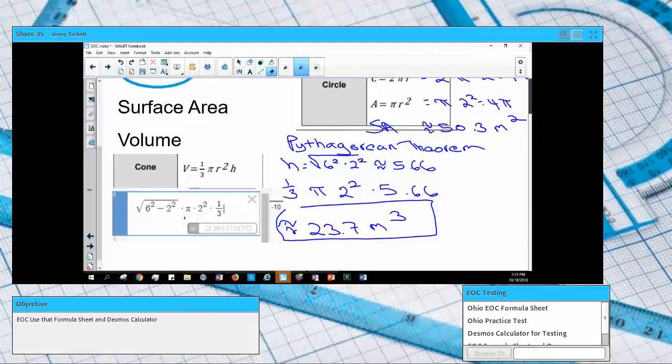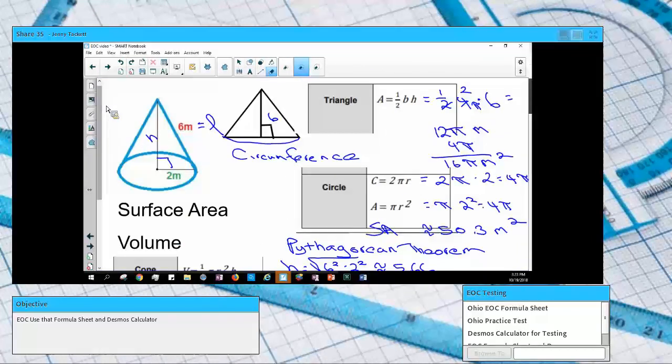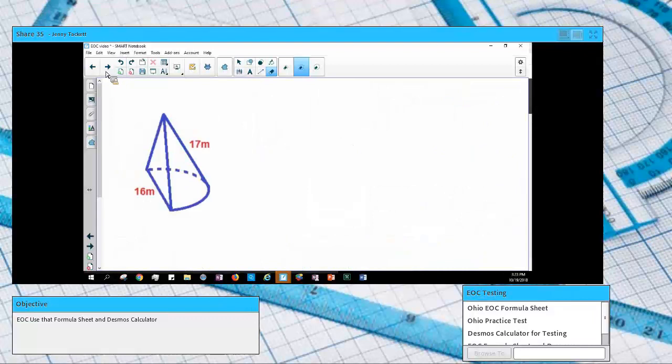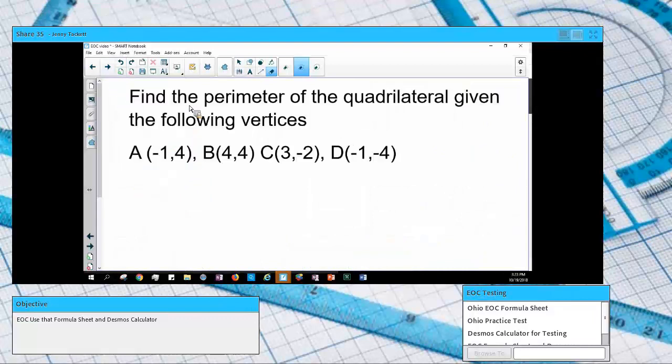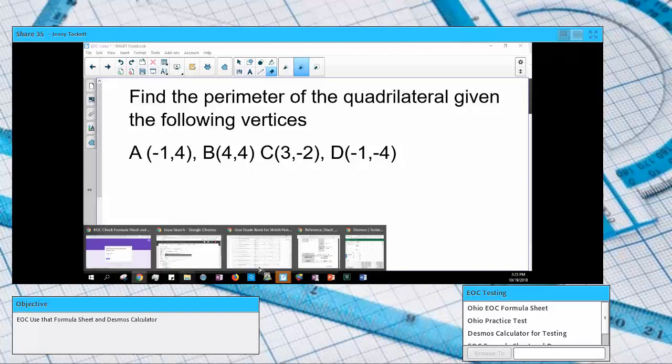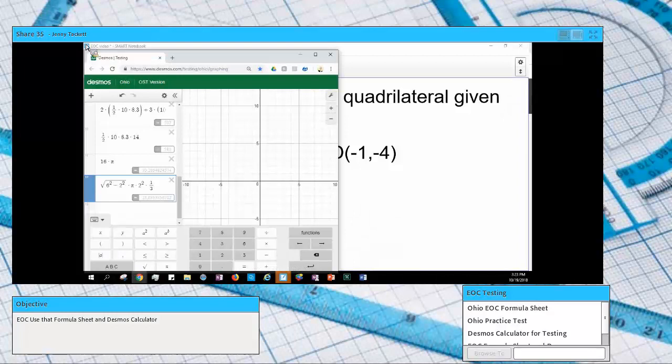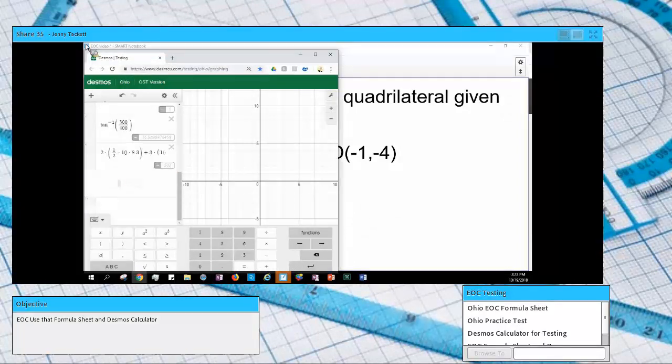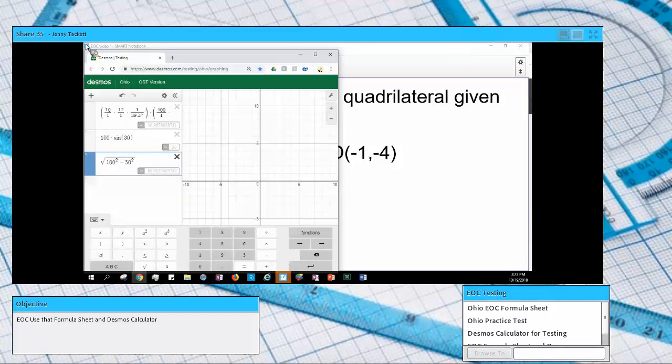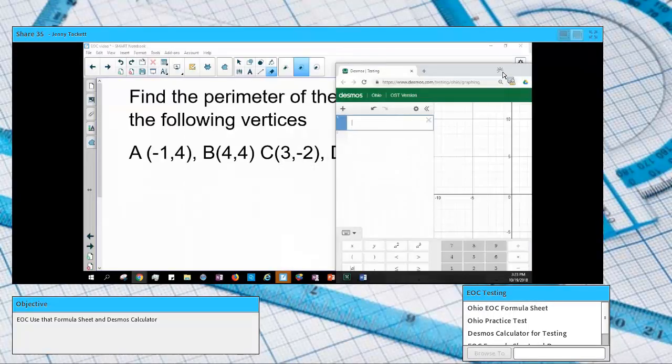So the area formulas are out there. The volume formulas are out there. Surface area formulas are not, so you may have to get a little creative in taking your figure apart. What about finding the perimeter of a quadrilateral? Well, the formula sheet doesn't have anything about perimeter, but what can help us here is the Desmos calculator, because maybe we can cut down some of this work. And the other thing that the formula sheet does give us is the distance formula, and we're going to need it.